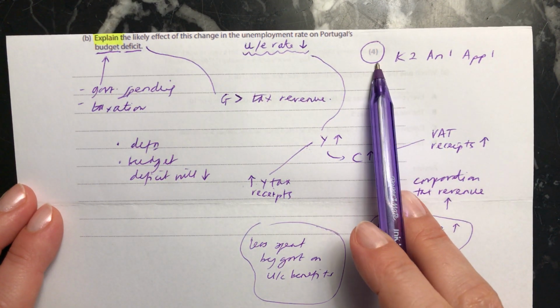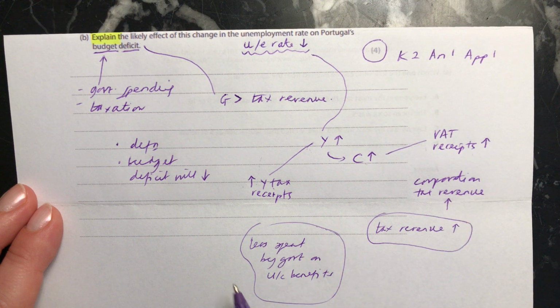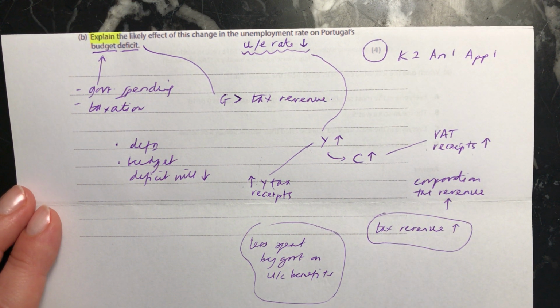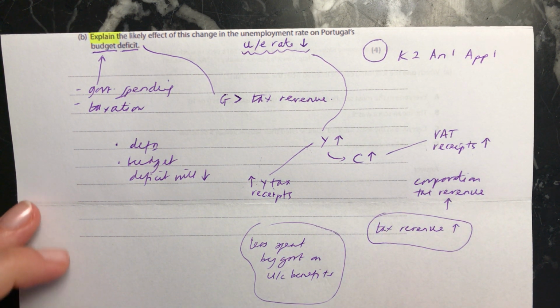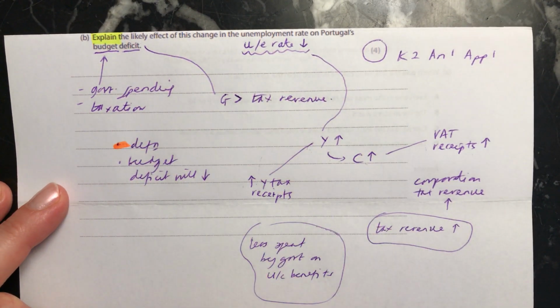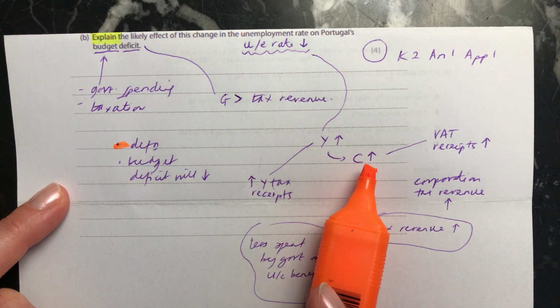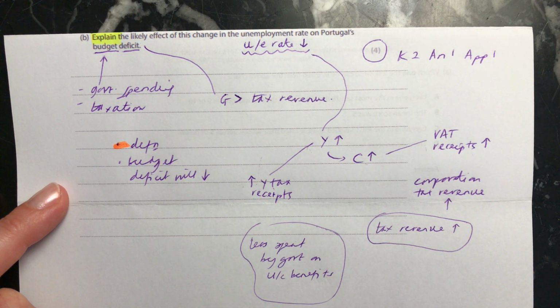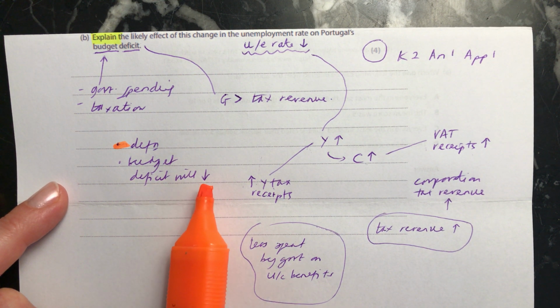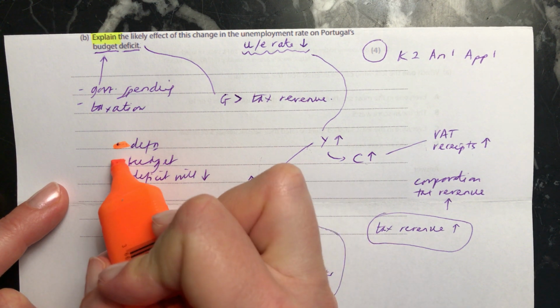Now, you only have 4 minutes, so you won't have time to explain all of this in so much detail, but the main points that you need to get in are to give the definition of the budget deficit and then explain that when the unemployment rate goes down, more people have an income and consumption goes up, and therefore tax receipts will go up, and this will overall cause the budget deficit to decrease. In addition, because the government will be spending less on unemployment benefits.